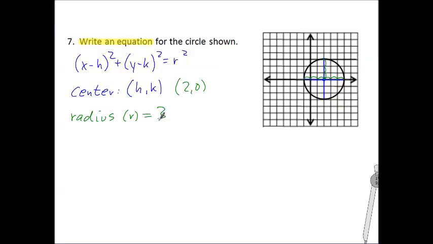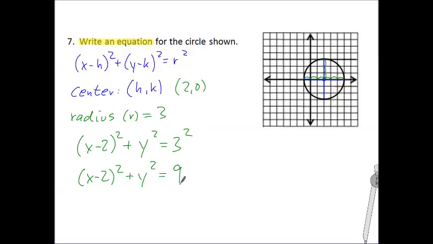Okay, we've got everything we need, and we can write our equation now. So the equation is (x minus 2) squared plus (y minus nothing) squared is equal to 3 squared. And let's write this again: (x minus 2) squared plus y squared is equal to 9. There is the equation of your circle.